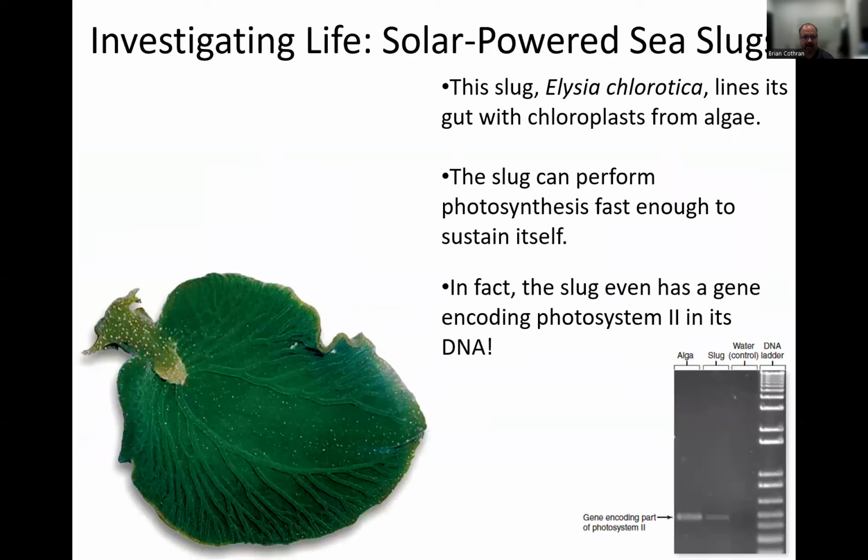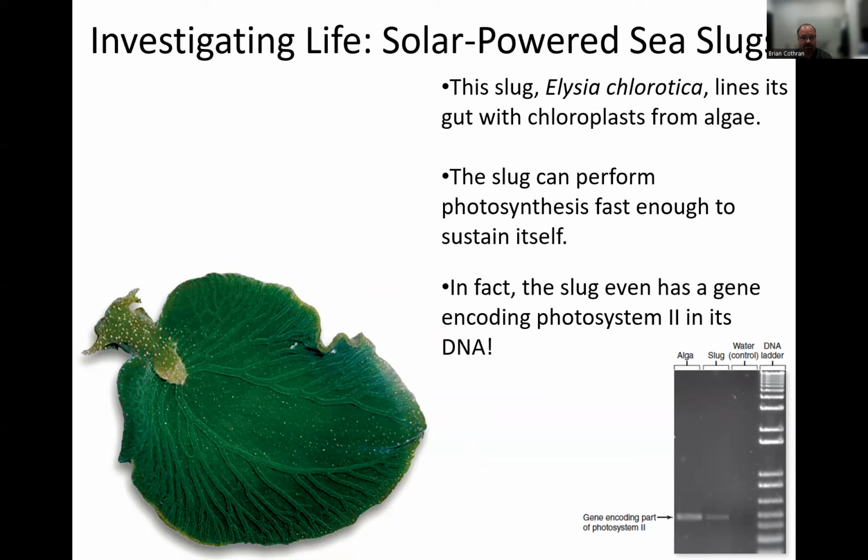So the last slide here is a little "did you know." This is kind of interesting. This is a sea slug, Elysia chlorotica. It takes in chloroplasts from algae and lines its gut with them. The slug can perform photosynthesis fast enough to sustain itself. In fact, the slug even has a gene encoding photosystem 2 in its DNA. This is an example of an organism that has taken in another organism and is now coding for it in its own DNA.